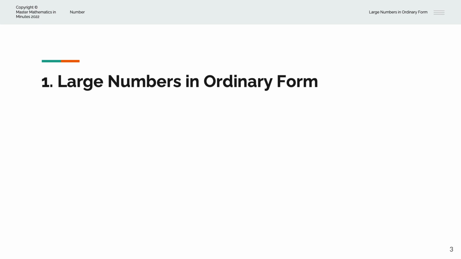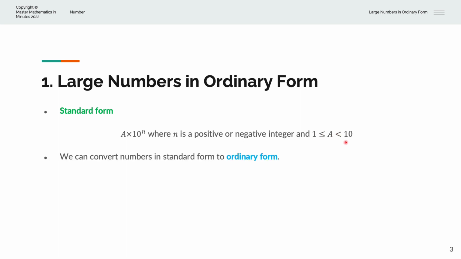So, what are large numbers in ordinary form? Recall the definition of standard form is where we can write numbers as a times 10 to the power of n, where n is a positive or negative integer, and a is greater than or equal to 1 and less than 10. So, we can convert numbers in standard form to ordinary form.